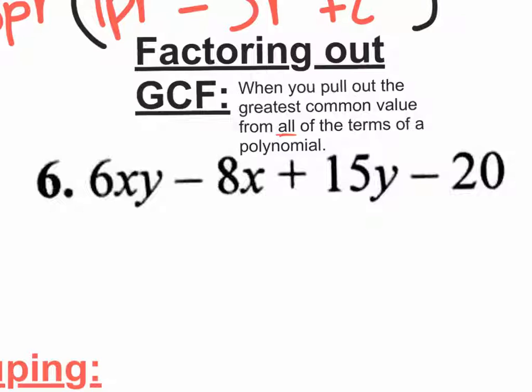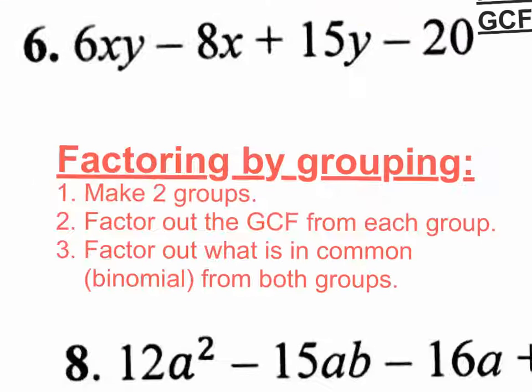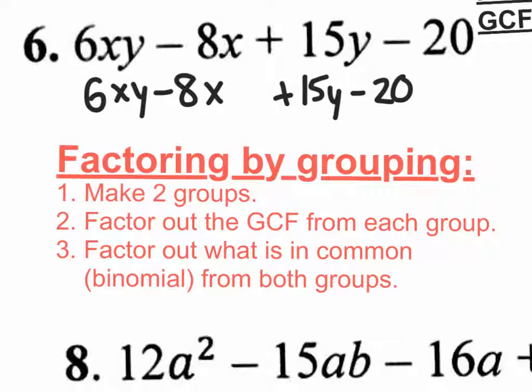So what we need to do now is go back to what we learned yesterday, which was factoring by grouping. So to factor by grouping, I have the 3 steps right here. Step 1 is to make 2 groups. So all I'm going to do is take the first 2 terms and the second 2 terms and put a little bit of space between them. Step 2 says factor out the GCF from each group. So you're just going to look at the first group and ask yourself, what's the GCF? What's in common with 6 and 8? You know it's 2. How about x is here and x is there? So you could pull out the GCF of 2x.